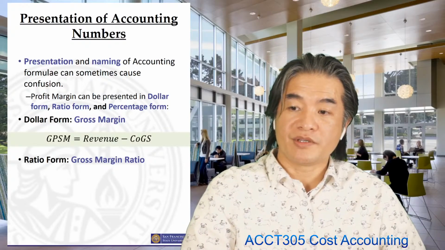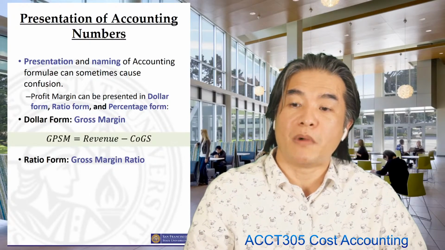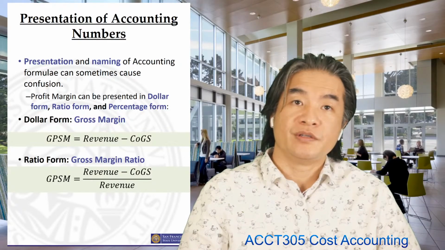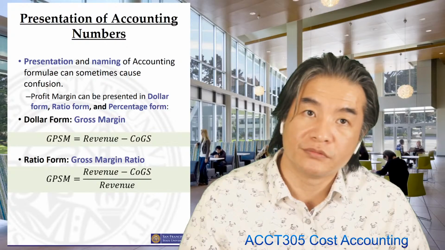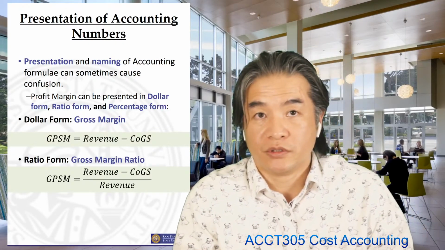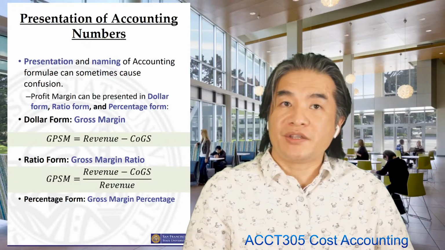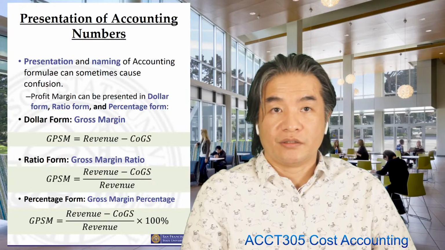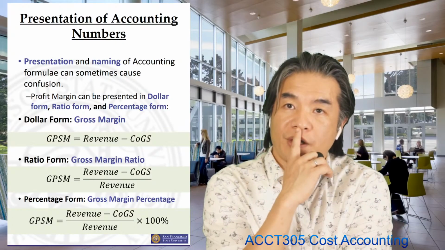But sometimes you see this gross margin ratio. It's calculated as revenue minus cost of goods sold, divided by revenue, right? And that's what we call the gross margin ratio. The number shown is a ratio number, not a dollar amount. It can also be shown as the gross margin percentage, in percentage form, times 100 here, right?